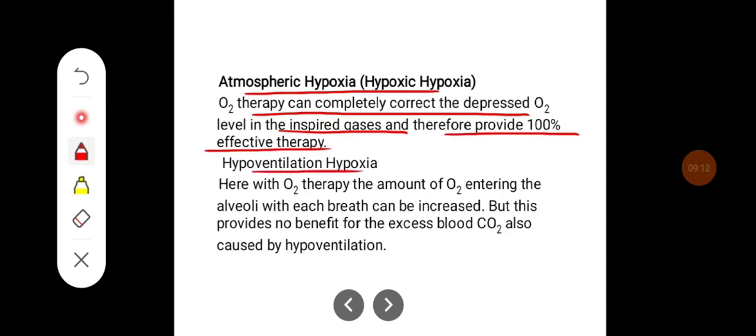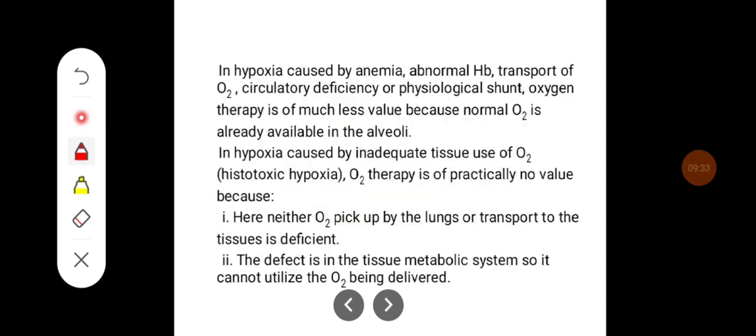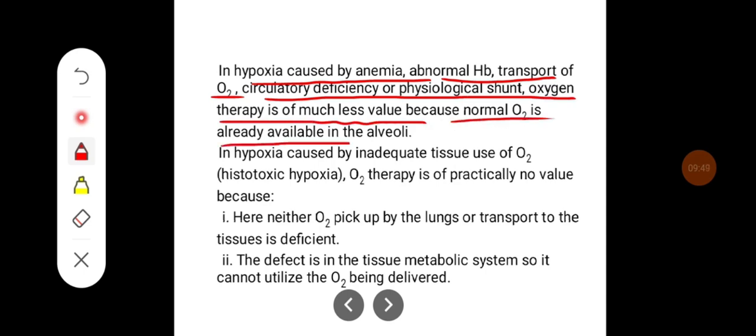In hypoventilation hypoxia, with oxygen therapy, the amount of oxygen entering the alveoli with each breath can be increased, but this provides no benefit for the excess blood carbon dioxide also caused by hypoventilation. In hypoxia caused by anemia, abnormal hemoglobin transport of oxygen, circulatory deficiency, or physiological shunt, oxygen therapy is of much less value because normal oxygen is already available in the alveoli.